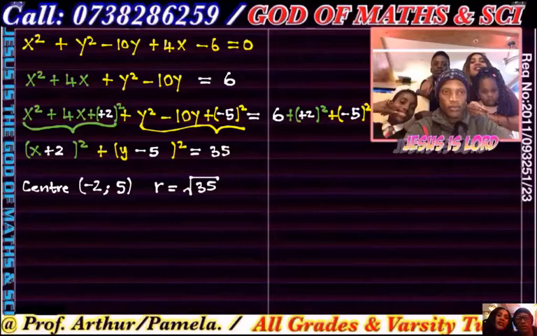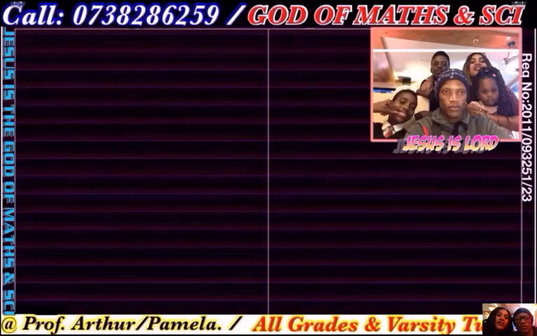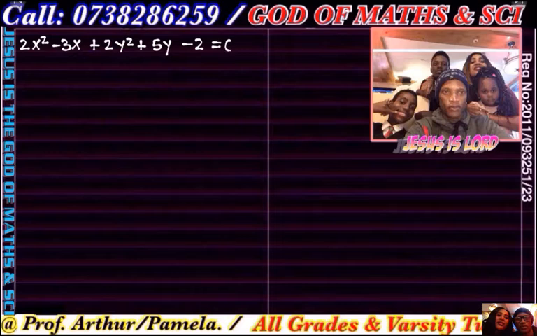All right, let's do another example here. Let's say you are given 2x squared minus 3x plus 2y squared plus 5y minus 2 equals 0.